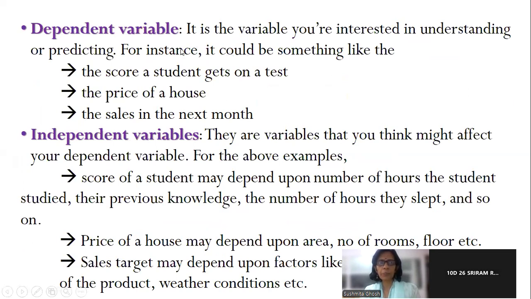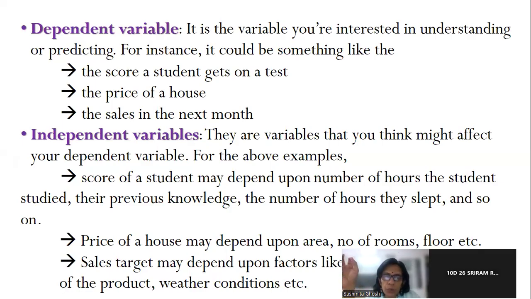For example, for dependent variable, I want to check the score of a student. I want to check the price of the houses. I want to check the sales in the next month. I mean, on what thing are you actually doing the prediction? That is your dependent variable. Independent variables are the factors.